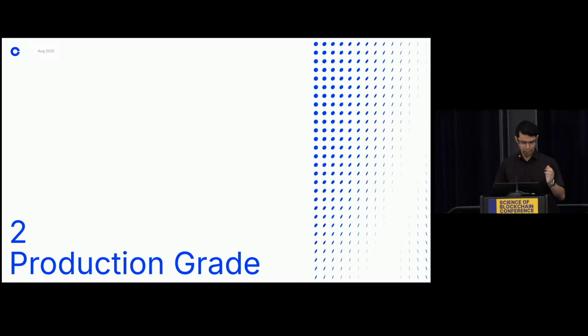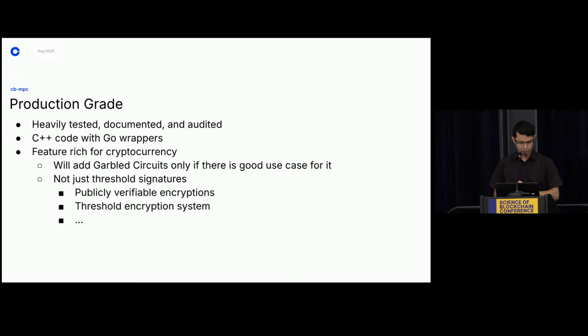Okay, so now let's talk a little bit about our production grade security. Our code is heavily tested, documented, and audited. All the features that I mentioned in the previous slide are written in C++. We have a very thin Go wrapper on top of it to make it easier to integrate into your systems.